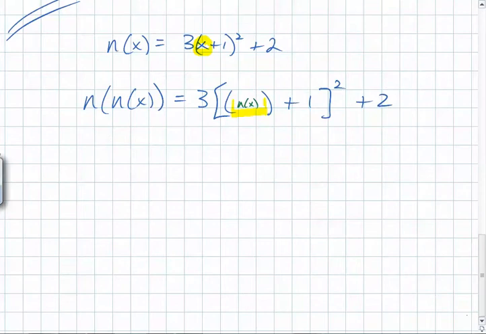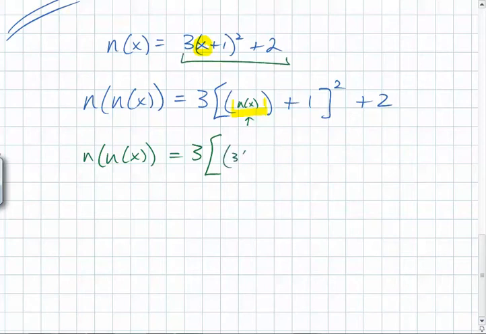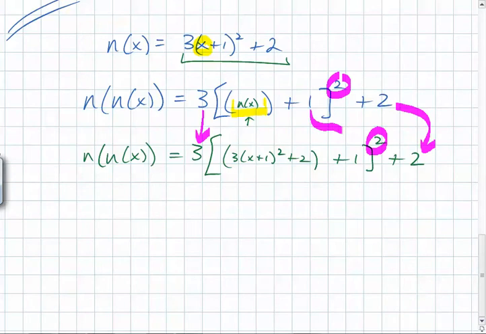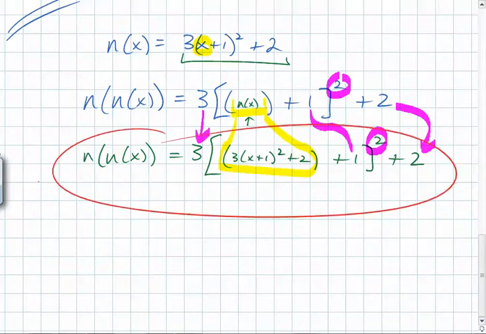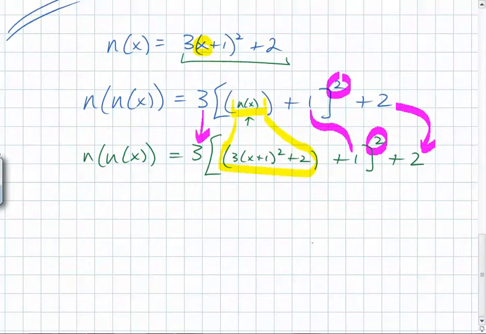So what is this thing going to look like? Well, it's going to be pretty large, but you can still write it out. So it's going to be 3 times, and instead of x, we're going to write what n of x is. It's equal to 3 times (x plus 1) squared plus 2, plus 1, squared, plus 2. So keep in mind, all of this is the same. This 3 is right there, this squared is right there, that 2 is right there, that 1 is right there. The only thing that's changed here is now you have this, which is n of x. So yes, this thing is really big. It's a complicated example, but it's important to realize you can plug a function into itself.